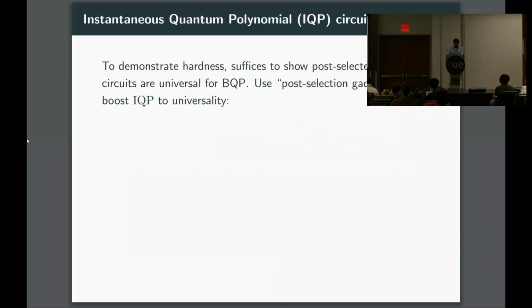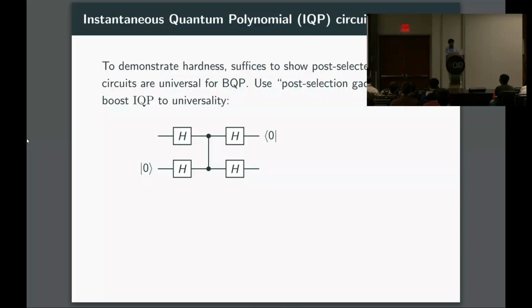The way this argument works is to use what we call post-selection gadgets to boost IQP circuits to universality. What this looks like is you can take one of our gates, the Hadamard-conjugated CZ gate, and then initialize one of the qubits in the state 0 and post-select the other qubit in the state 0. You can see you've got one free qubit where you haven't done any initializations or post-selections, and you can do the computation of what is effectively the gate that you're applying on that free qubit.